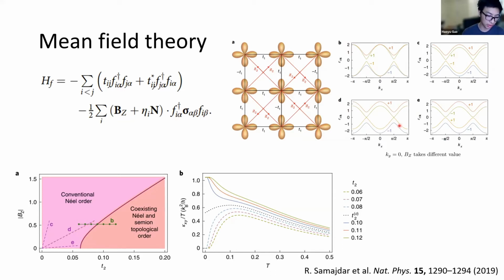And then when this Chern number of the spinon band changed, then because at a low energy, at a low temperature, the sigma Hall effect is also approximately proportional to the Chern number. So here the change of the Chern number can explain why the sigma Hall effect also changed.